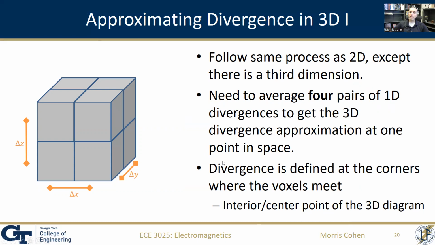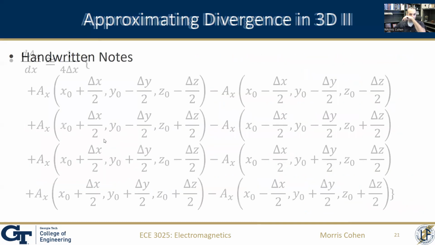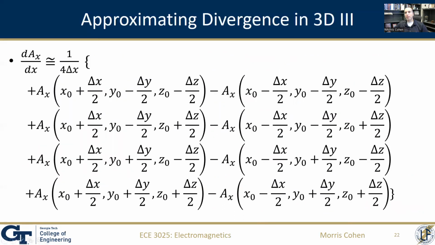Right, so in this case, we're defining divergence at the corners of the voxels, which is the point that's kind of inside the center of this cube that you can't quite see. But we're using all the measurements at the center of each one of those cubes in order to calculate that. So I do have that written here in the notes in case you want to take a look at it. I'm not expecting you to know this and calculate it, but at least be aware of it.